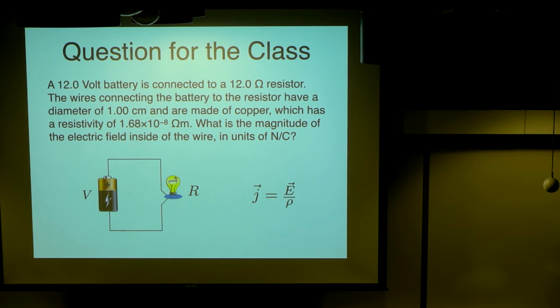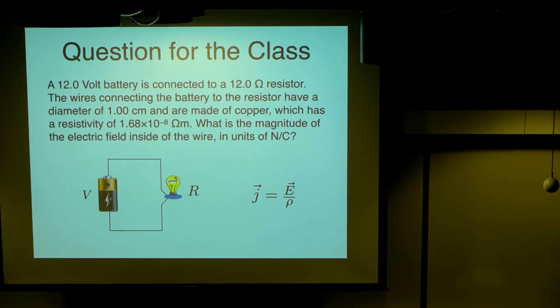Pretty minuscule, right? Yeah. Well, so newtons per coulomb or volts per meter is SI. All right. Anybody have a result they want to throw out here? 2.1 times 10 to the negative 4. Yeah, 2.1 times 10 to the minus 4-ish newtons per coulomb.